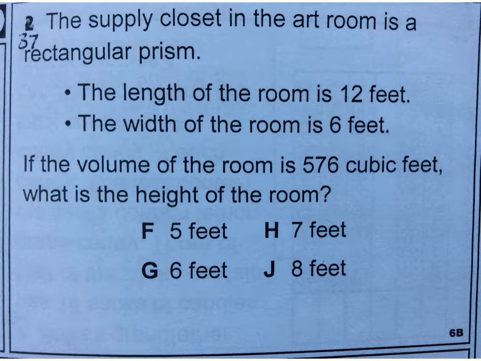Number 37. The supply closet in the art room is a rectangular prism. The length of the room is 12 feet. The width of the room is 6 feet. If the volume of the room is 576 cubic feet, what is the height of the room?